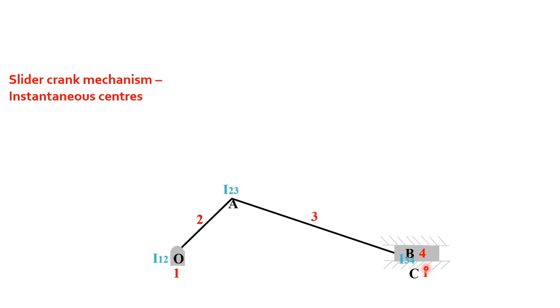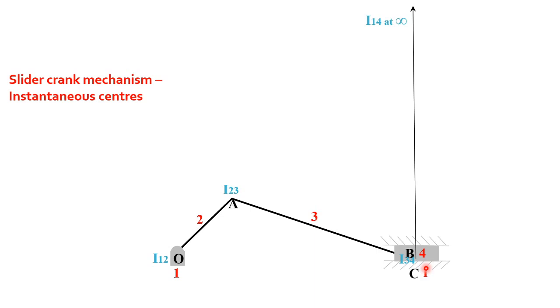Since this is sliding motion, for a slider the center will be at infinity. So how will you represent it? You have to draw a vertical line. This is moving in the horizontal direction, so you draw a perpendicular line to represent the center direction. Just draw the direction with an arrowhead, so that you are representing towards infinity. Then you can write I14 at infinity. That is how you have to represent I14.